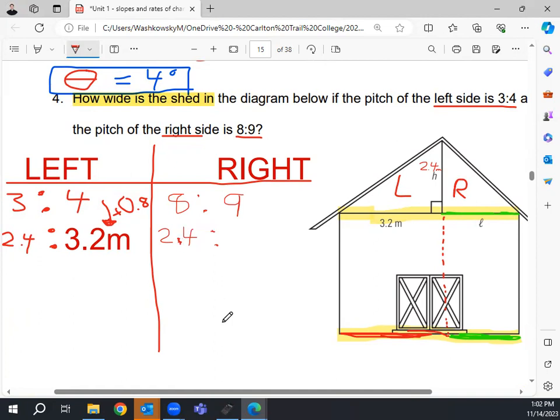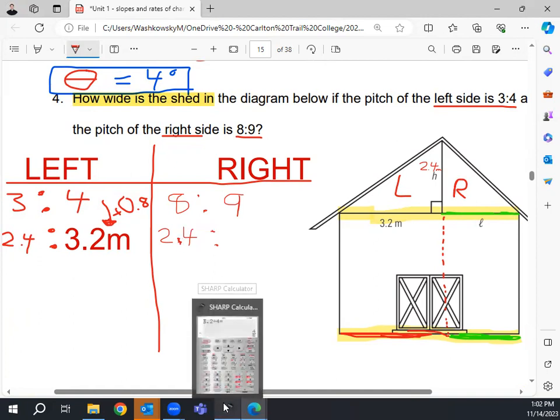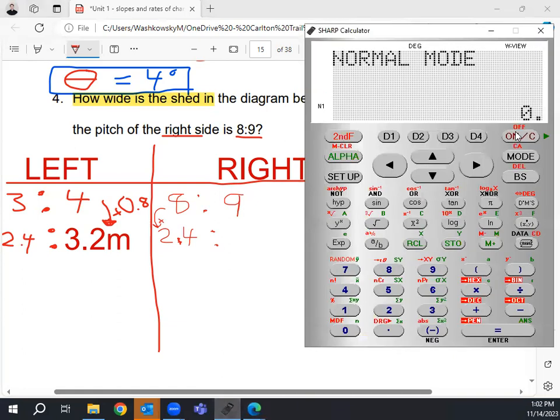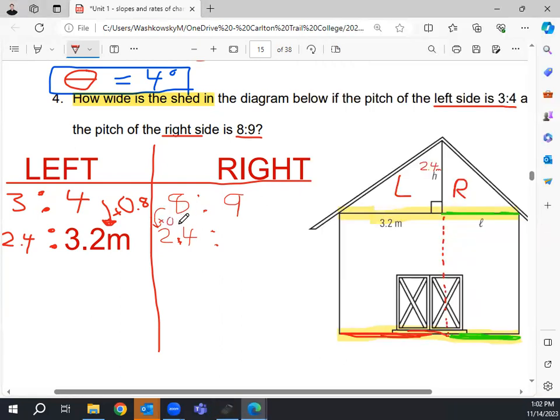So would you do it like 9 times 0.8 as well? Not quite. That was just for the left side, but the same concept applies. I can take 8, I can times it by something to get 2.4. How can I figure out what that something is? Divided by 2.4. It'd be 2.4 divided by 8. So if I take 2.4 and divide it by 8, I can see that the magic number is 0.3, which basically means I took 8, timesed it by 0.3, which got 2.4.